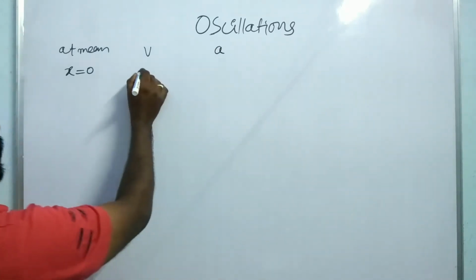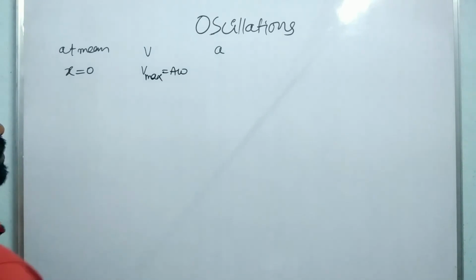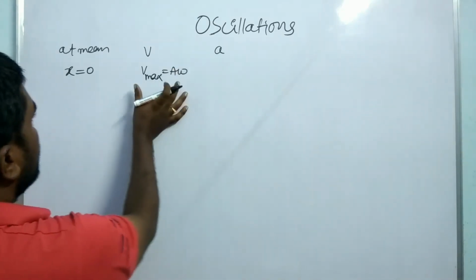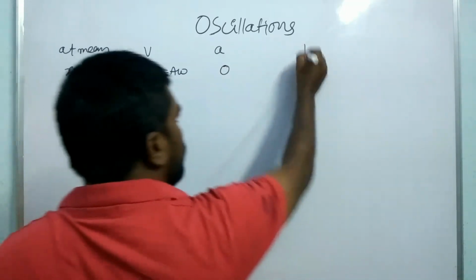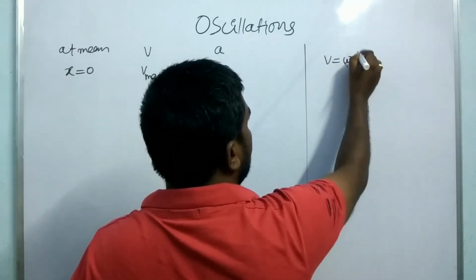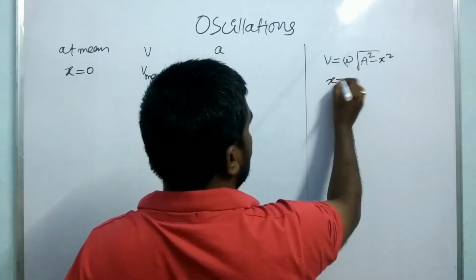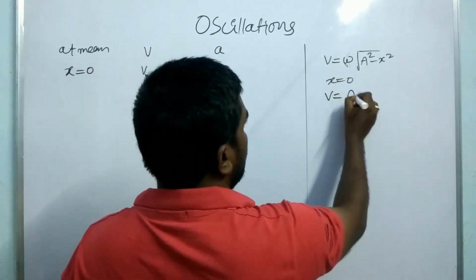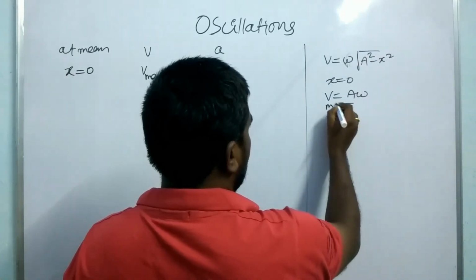A is equal how much? V is equal to maximum, so that is equal to A omega. And acceleration at the mean position is equal to 0, because V is omega into under root of A square minus x square. If x is equal to 0, then V is equal to A omega. A square whole square, the root will be cancelled, it is V maximum.